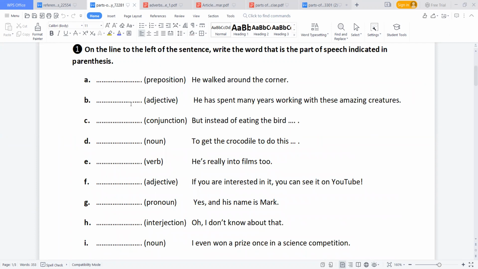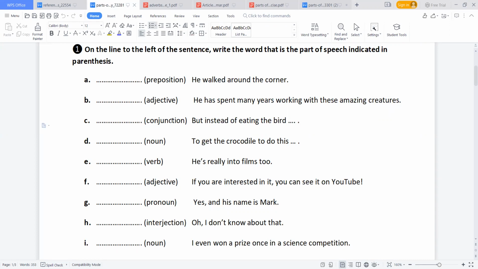Now, the first one is: he walked around the corner. So we are looking for the preposition. Around is the preposition because it describes the position relative to a noun, around the corner. Next is adjective: he has spent many years working with these amazing creatures. So the adjective is amazing, because creatures is a noun. So they are describing the creatures. What kind of creatures? Amazing ones.